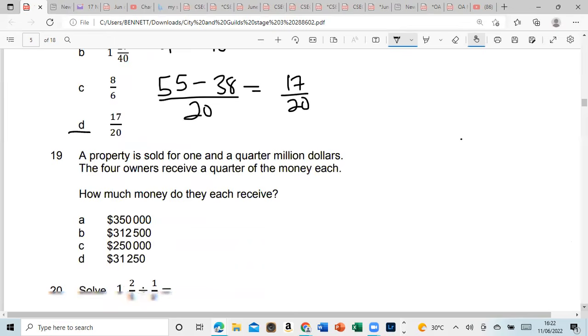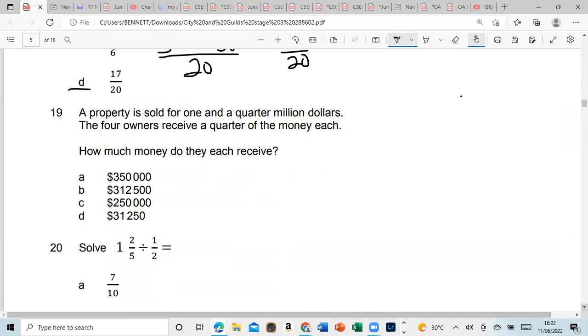I've seen this one before, and it's always stressful, even though I kind of know maths. Alright, a property is sold for $1.25 million. The 4 owners receive a quarter of the money each. How much money does each receive?